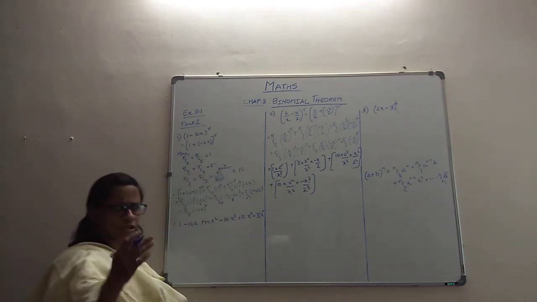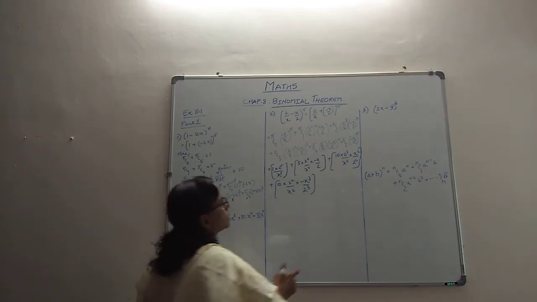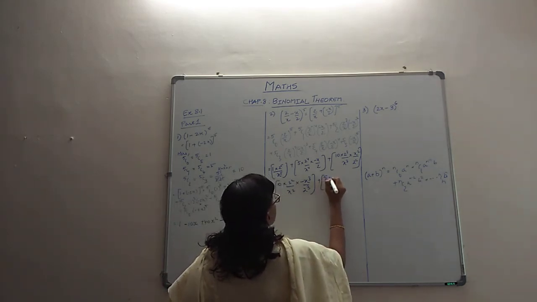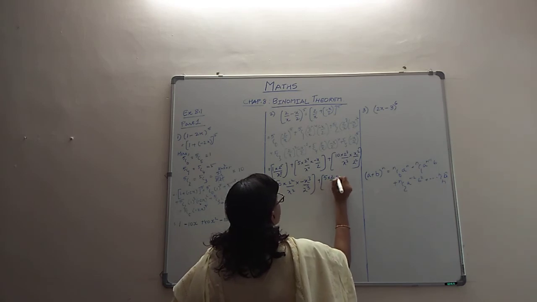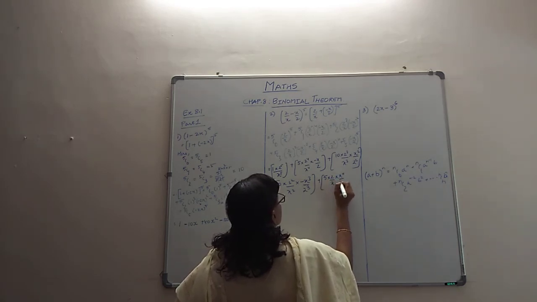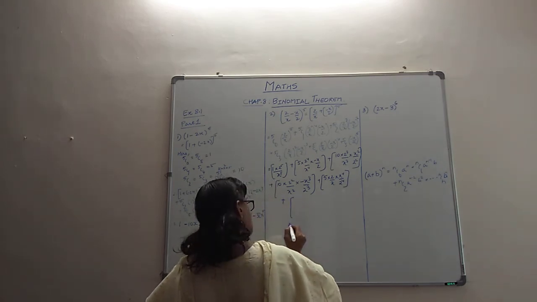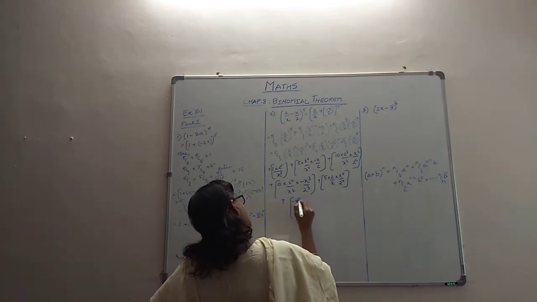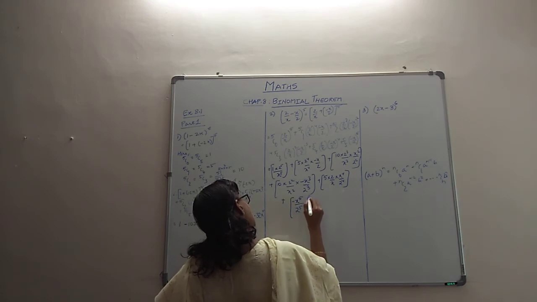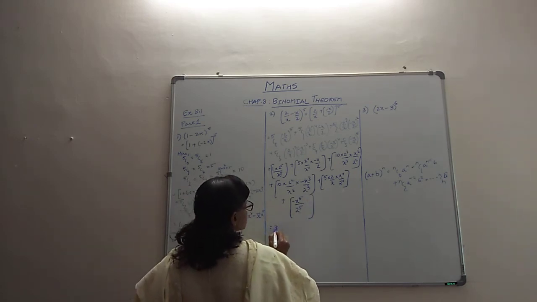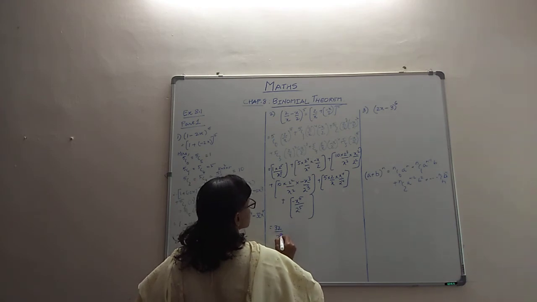Right, we are sorting out all the minuses and all that. Then 5c4 is 5, 2 by x into x raised to 4 by 2 raised to 4. Last term, 5c5 is 1, x, minus x raised to 5 by 2 raised to 5. Let's sort all this and write: 2 raised to 5 is 32. So 32 by x raised to 5, first term.